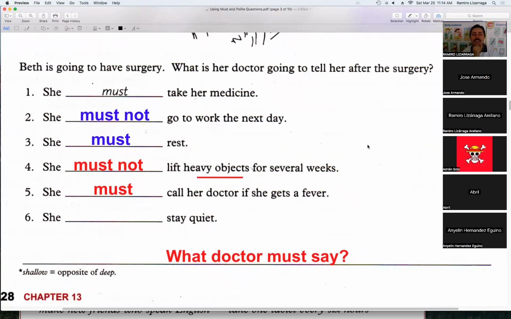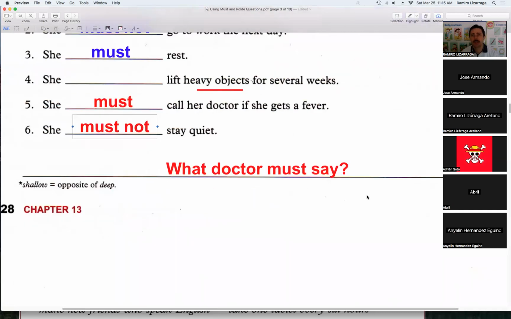¿Alguien? ¿Qué será la 6? Cuando alguien le aplica una cirugía, ¿debes de estar callado o no? What do you think? Según yo, no. No, you must not stay quiet. Right? Okay, very good.